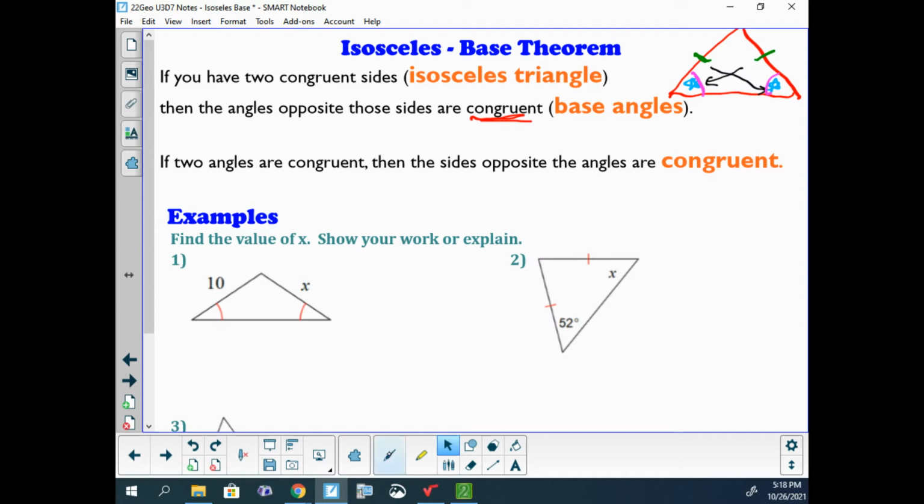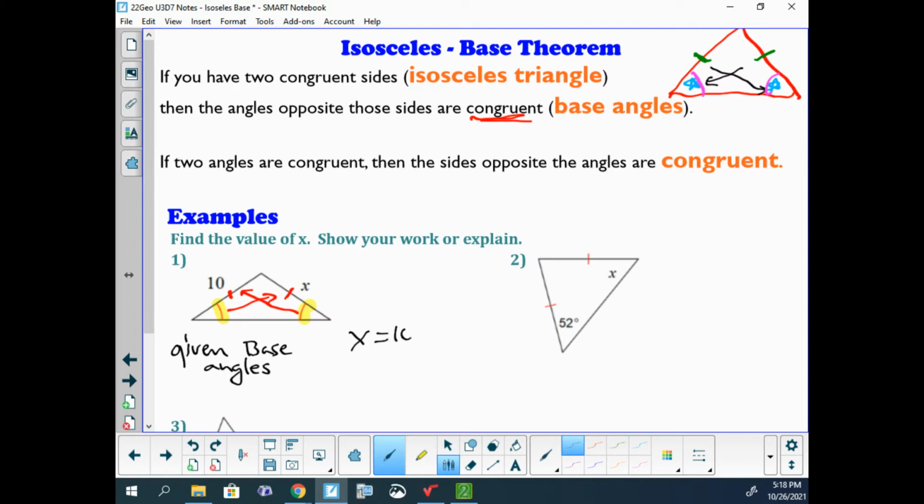So when we look here at number 1, you can see that we have congruent angles marked by the little rainbow markers right here that I'm highlighting in yellow. Those are base angles. So you were given base angles. And from that, you would then know that x is going to be congruent to 10. And that's because of the theorem that we just talked about. So x is equal to 10.